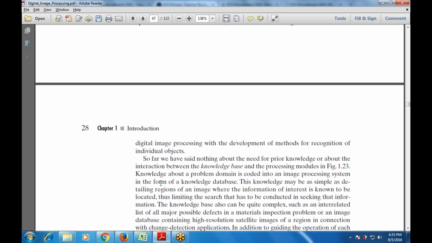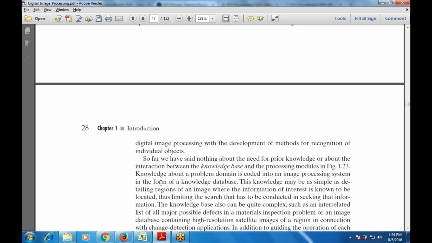And when we talk about the knowledge about a problem domain that is coded into the image processing system, that is in the form of the knowledge database. This knowledge may be as simple as detailing regions of an image where the information of interest is known to be located, therefore limiting the search that has to be conducted in seeking that information.